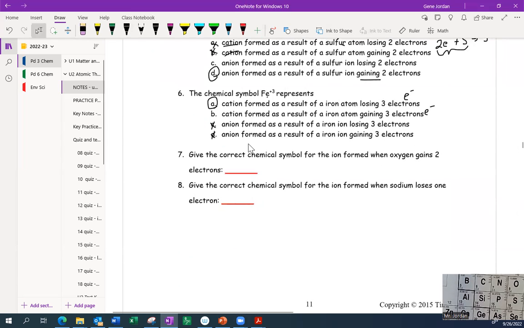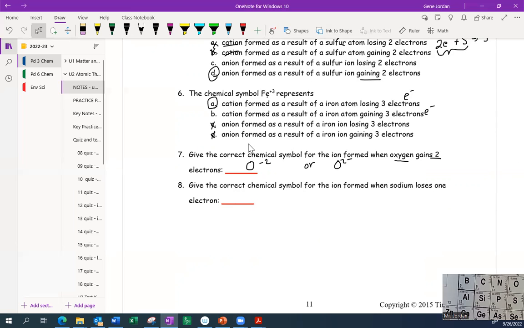Okay, give a correct symbol for the ion formed when oxygen gains 2 electrons. Does gaining electrons make it more negative or positive is the question. Well, we know it's going to be negative, and it's going to be -2 because it gained 2. The symbol for oxygen is just O. So that symbol is fine, or this symbol, with the charge afterwards.